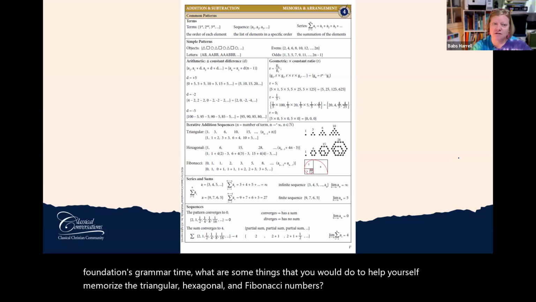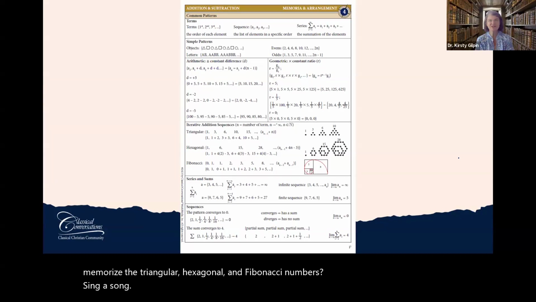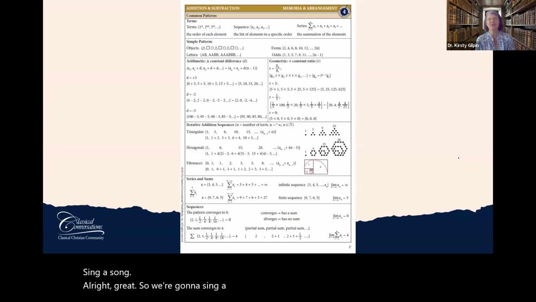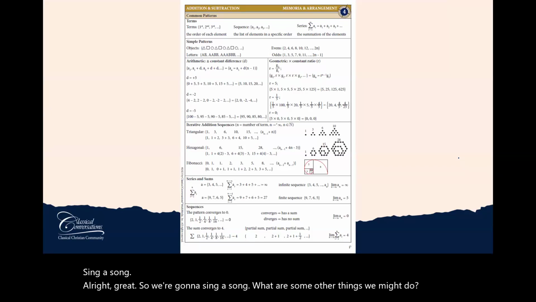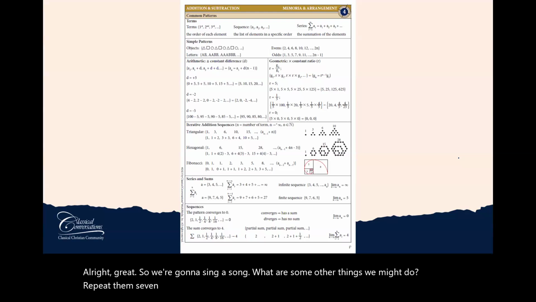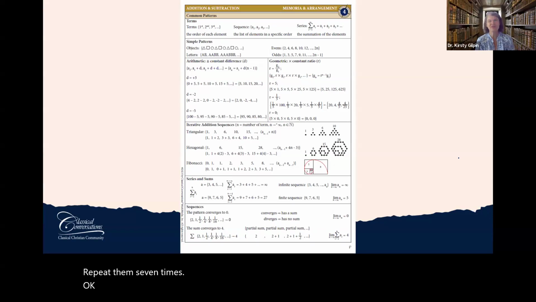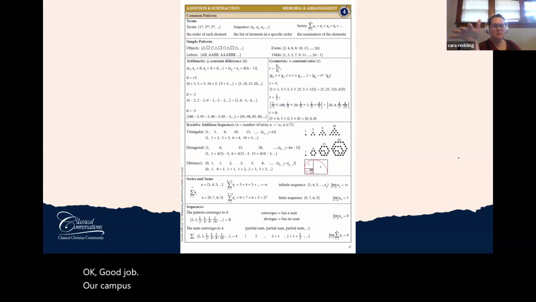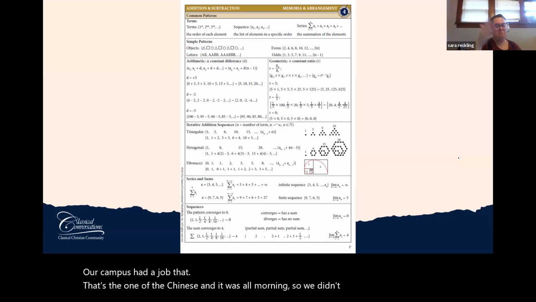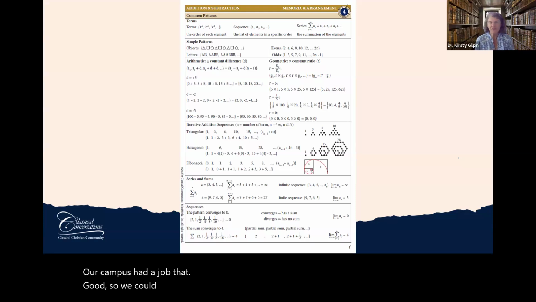Sing a song. All right, great. So we're going to sing a song. What are some other things we might do? Repeat them 7 times out loud. Okay, good job. Our campus had a dad that did one of the foundations classes, and it was all boys, and so they did ninja math, and they would do a different karate chop or something. That was kind of fun. Good. So we can act out some different things here.